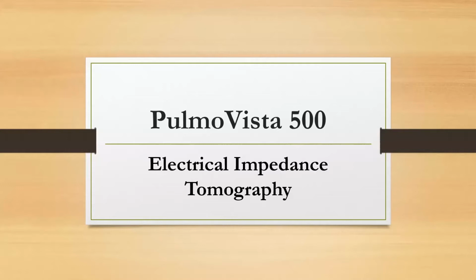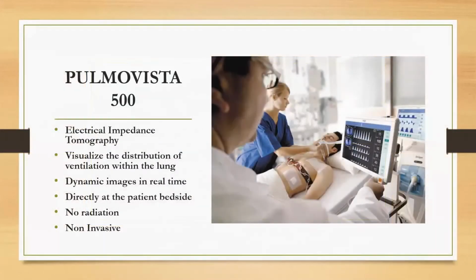Today we're going to look at the Pulma Vista 500 by Draeger. Pulma Vista 500 is an electrical impedance tomography and it helps to visualize the distribution of ventilation within the lung. And this gives dynamic images in real time. And the great thing about it, it's directly at the patient's bedside. It doesn't use any radiation and it's a non-invasive monitoring device.